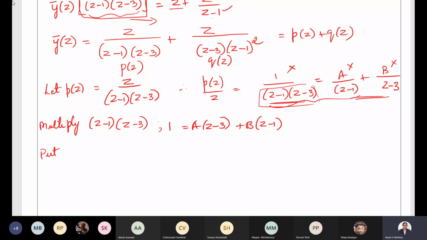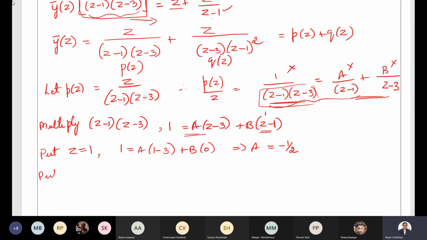I want to find a, so make the coefficient of b 0. So it is z minus 1. How can we make z minus 1 0? When you put z equal to 1, z minus 1 will be 0. So we shall put z equal to 1. When I put z equal to 1 in this expression, it will be 1 equal to a into 1 minus 3 plus b into 1 minus 1, which is 0. So what is the value of a? a into minus 2 equal to 1. So a value is minus 1 by 2.